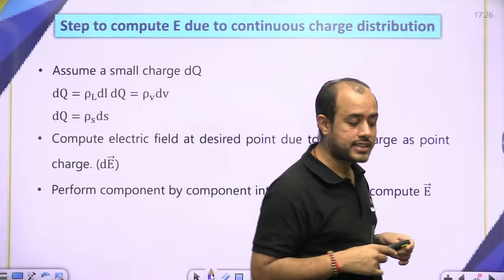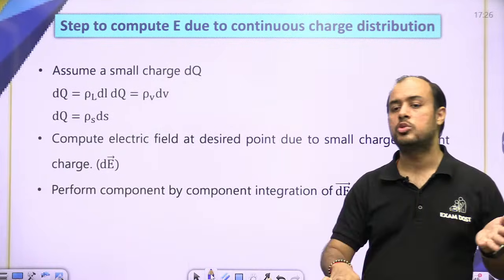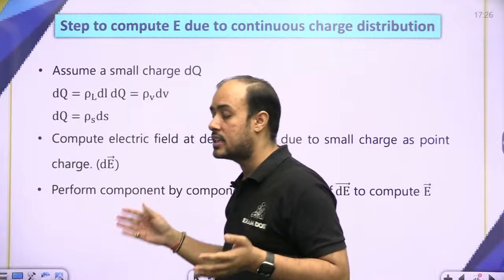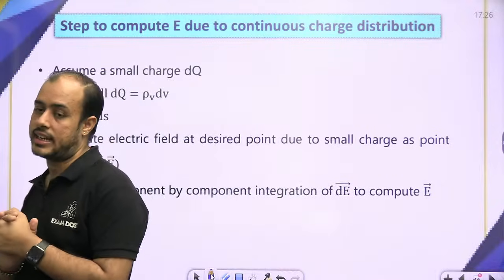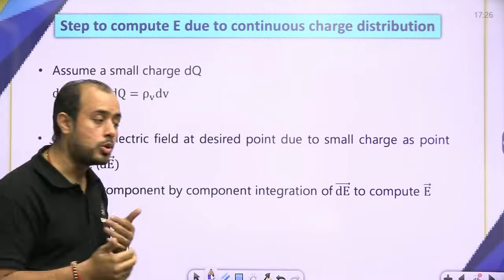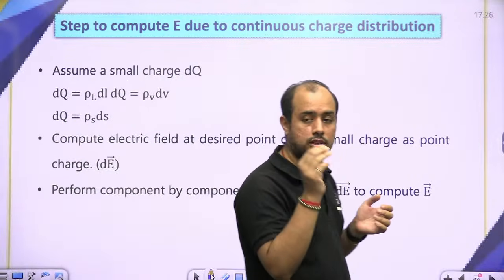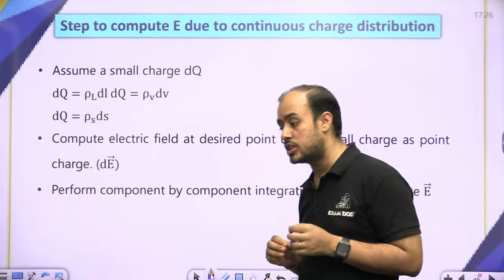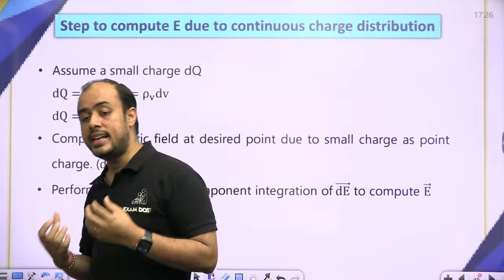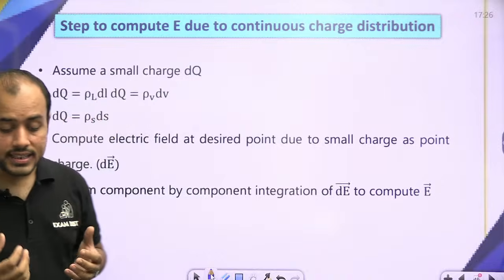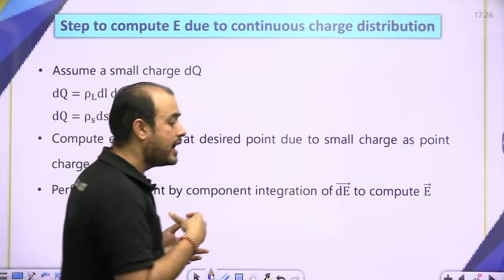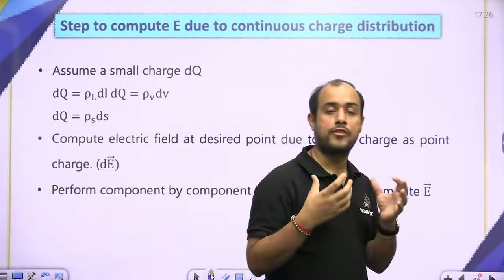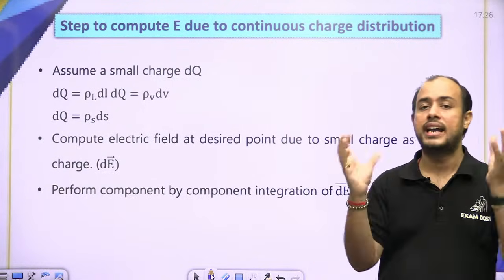Now, what if the charge distribution is continuous? We do not have point charges. We have line charge, surface charge or volume charge. Then also, beta, you approach via point charge. You take a small section of a continuous charge distribution and you treat it as a point charge. Find the electric field because of it, and then you integrate to find the electric field due to the entire solid.